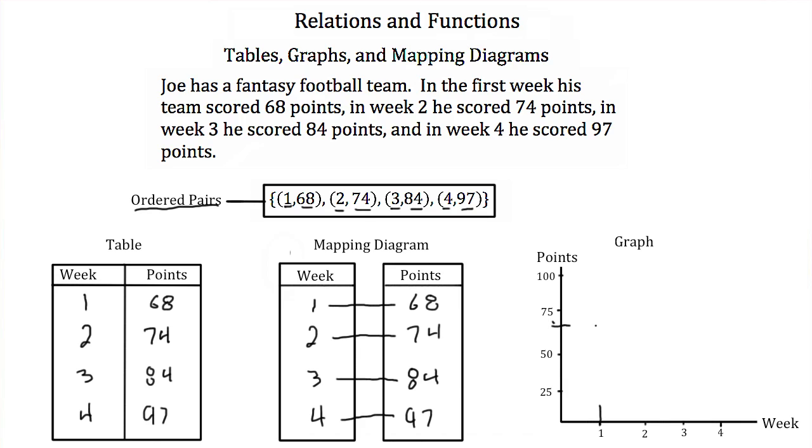And then where these would connect is our point. Same thing for week 2. We come up from 2 on the week axis and 74 on the points axis. And you draw another point. Same thing with week 3. From 3, we go up to 84, which is about there. And for the fourth one, we come up from week 4 and go to 97, which is right there.